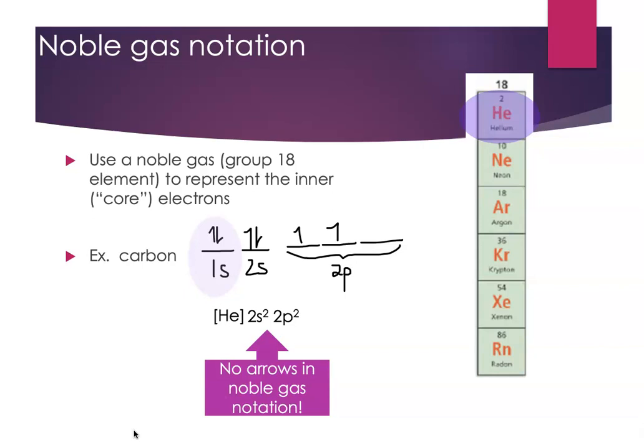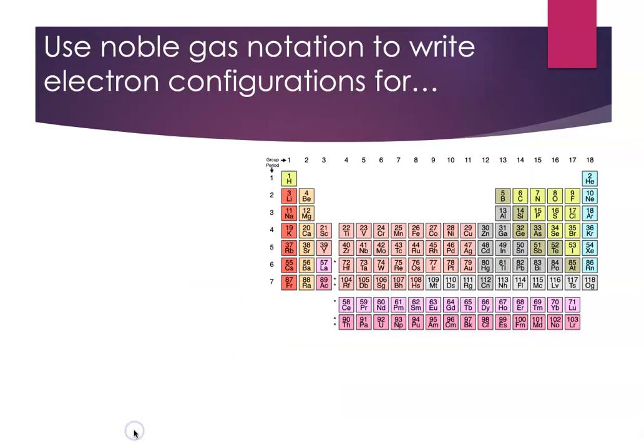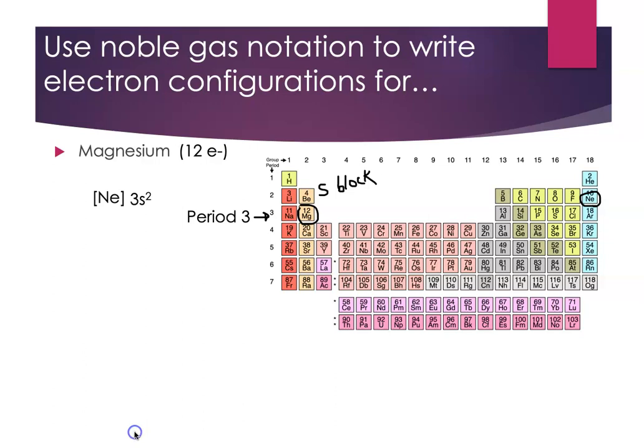So let's do some more practice with this. So for magnesium, which has 12 electrons, the noble gas we would want to use would be neon with 10 electrons. So we would write neon in square brackets, and then we're in period 3, and we're in the S block. We're the second column of the S block, and so it would end as 3s2. Alternatively, you could write out the spectroscopic notation and just take away the stuff that corresponds to neon and replace that.